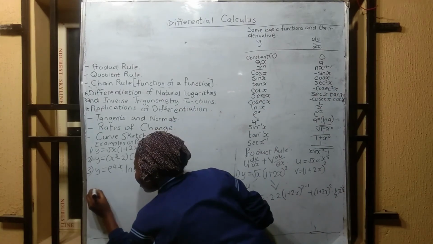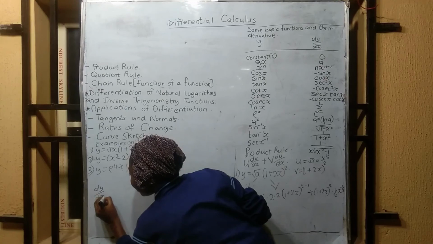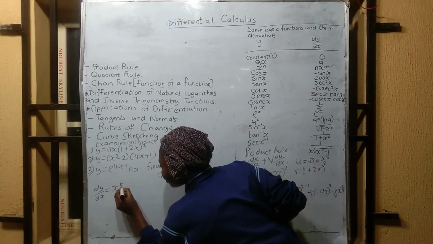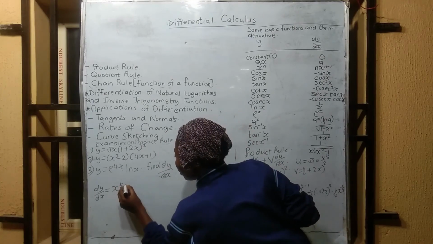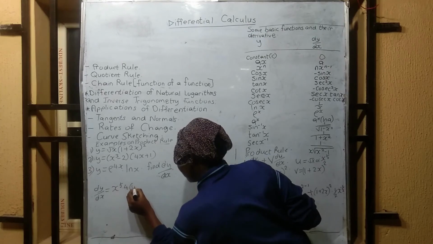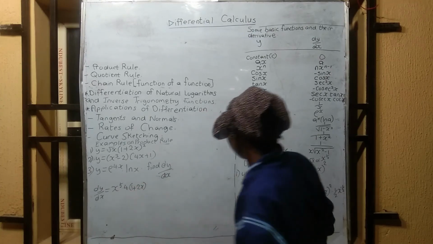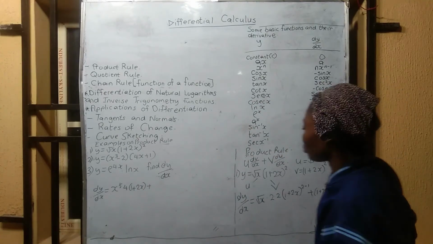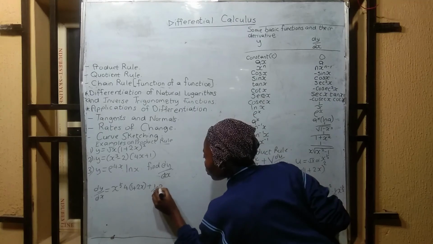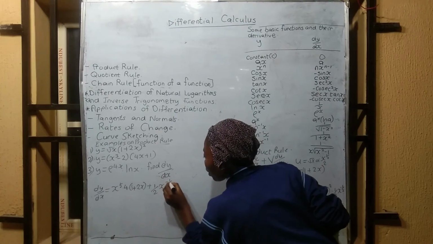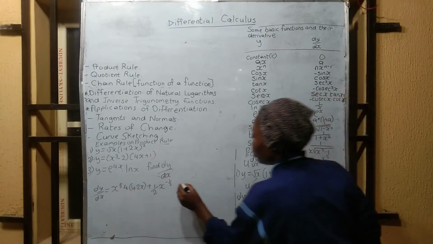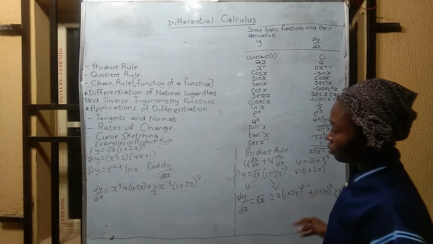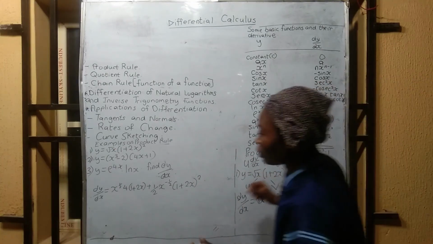So we have dy/dx equals x raised to power half into 4, 1 plus 2x, then plus 1 over 2 x raised to power minus half into 1 plus 2x all squared. You can still simplify this further.